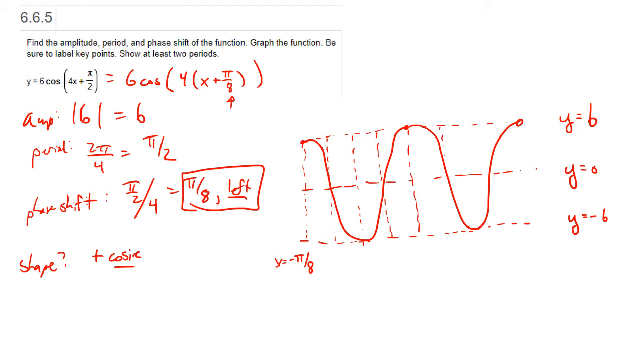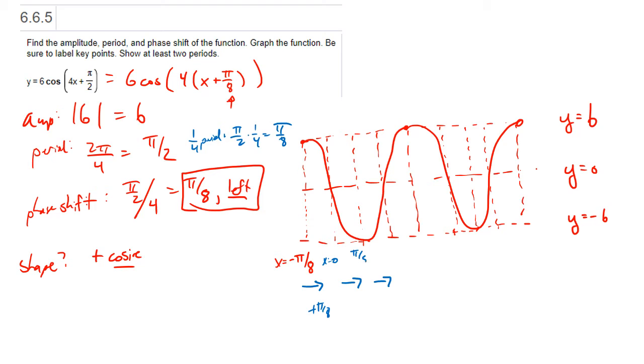Now the period, we already computed to be pi over 2. So I can pretty quickly find what a quarter period is. So if a period is pi over 2, 1/4 period is pi over 2 times a quarter, or pi over 8. So I'm just going to march forward by adding a quarter period. So from negative pi over 8, if I add pi over 8, I'm at x equals 0.